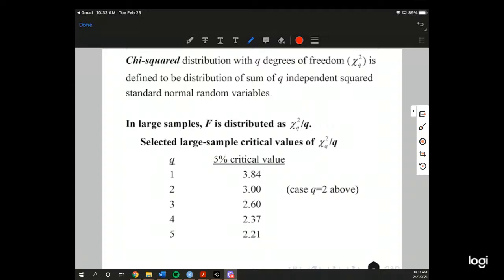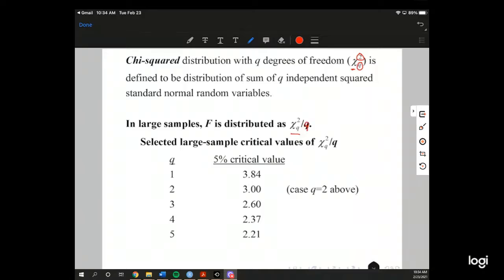We write chi-squared with this little fancy x thing here. The squared part is this little squared term here, and the number of degrees of freedom is going to be q. It's defined to be the distribution of the sum of q independent squared standard normal random variables. That's exactly what we were talking about on the previous slide, the two t-stats squared divided by 2. In large samples, the F distribution is written as chi-squared q divided by q, where q is the number of degrees of freedom.